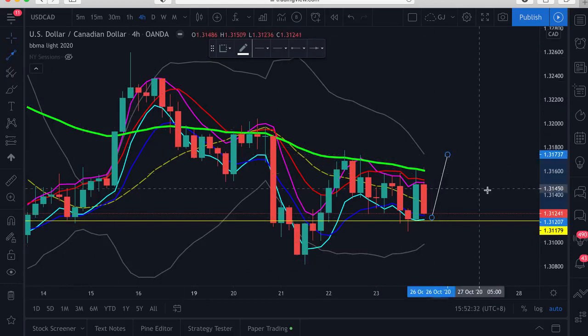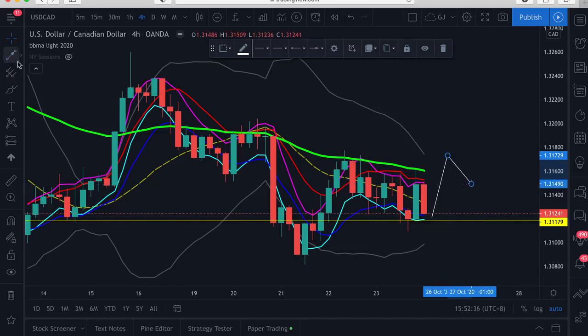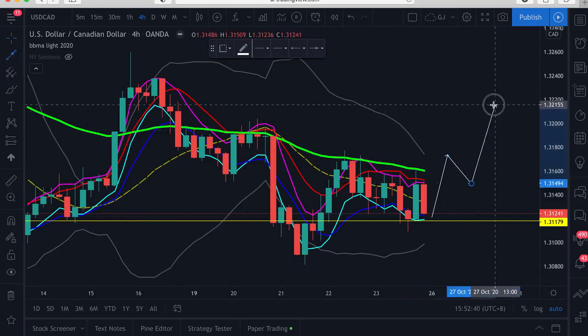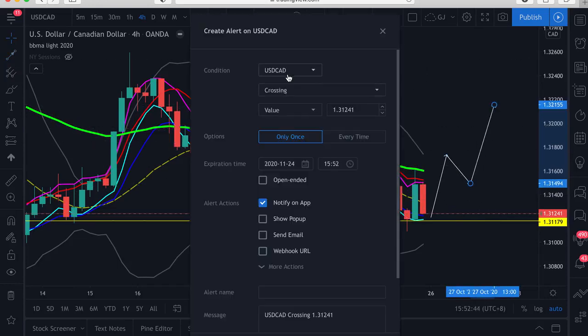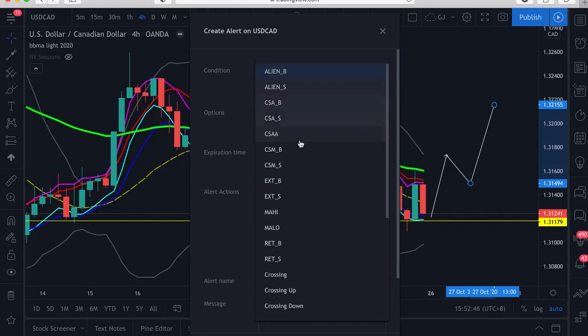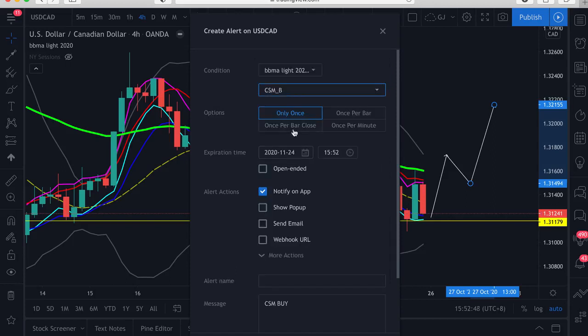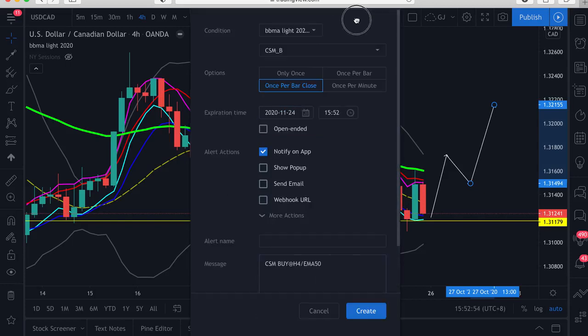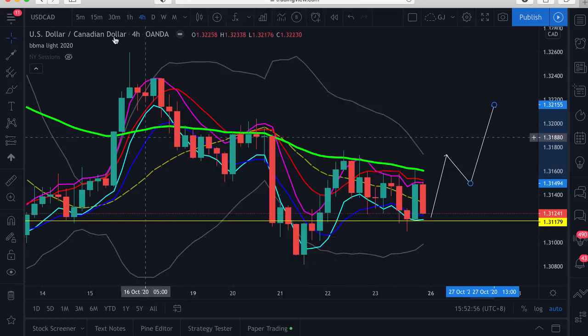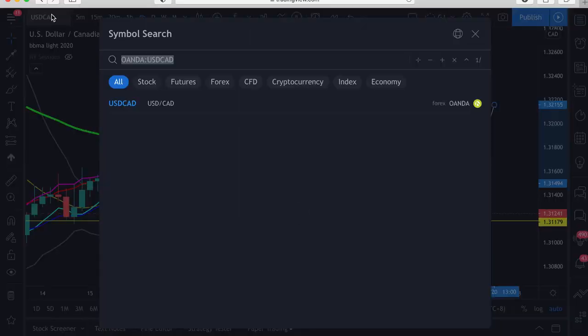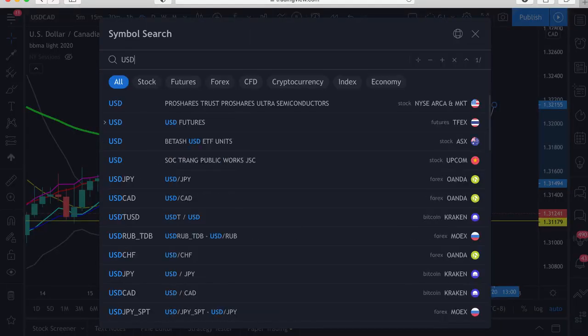Then we wait to take the pullback. The pullback will happen maybe somewhere here, and then we're going to take that to continue to move upward. Okay, so set an alert to wait for that to happen, CSM buy. And also we want to see a close above the MA 50. Okay, that's USD CAD. The next pair is USD CHF.